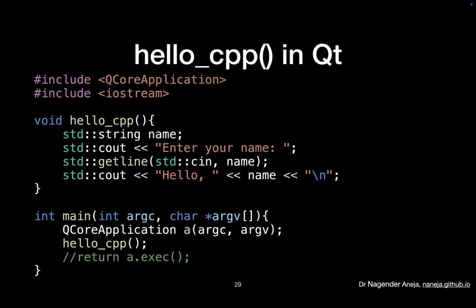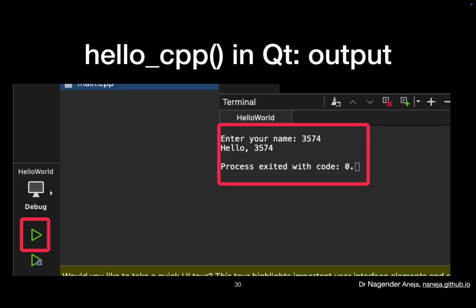So this is how we are creating the function in the Qt. Right, and in this we're calling this function hello cpp, right? And this is connected. So once you run this, you will see here enter your name and then you will type your name and it will give you a greeting message hello 3574 and then you can exit this.